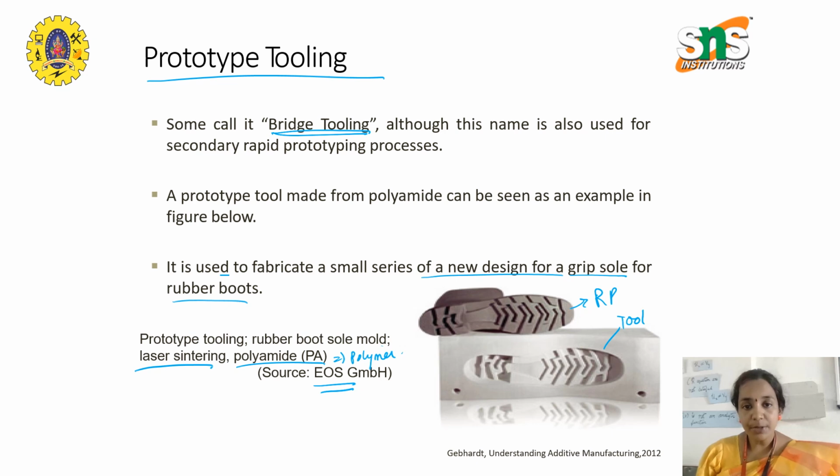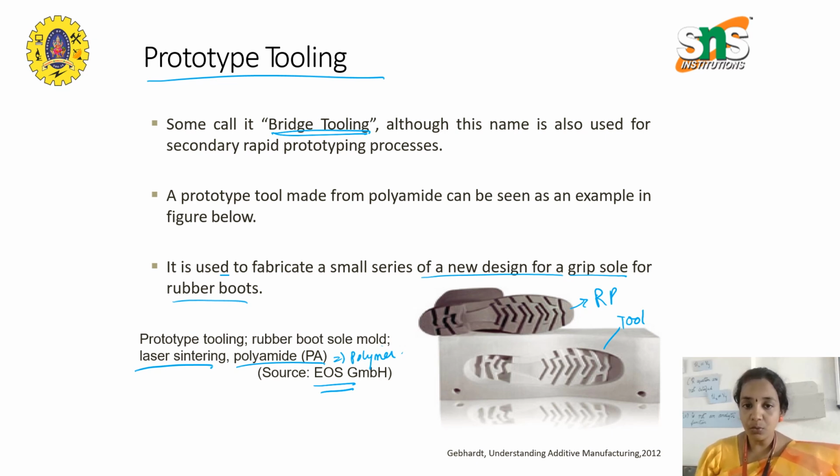Some call it bridge tooling, although this name is also used for secondary rapid prototyping processes. A prototype tool made from polyamide can be seen as an example in the figure below. We have the sole of a shoe in the image. In the first image, the design is made using rapid prototyping. The second image is made using rapid tooling. So this is the tool which is used to create this kind of impression.